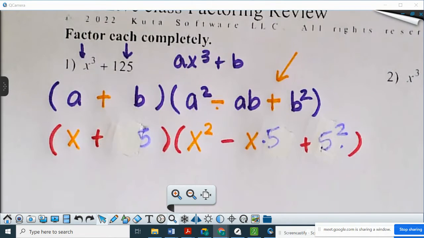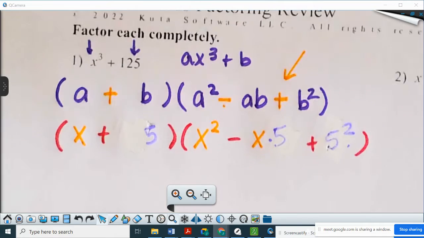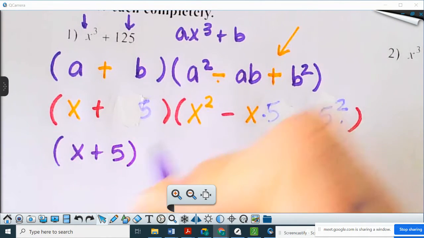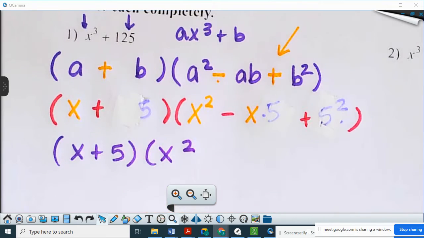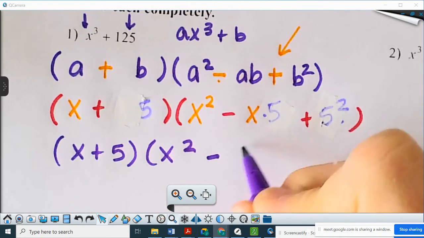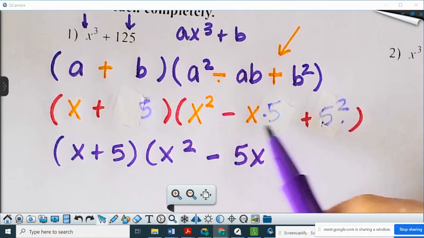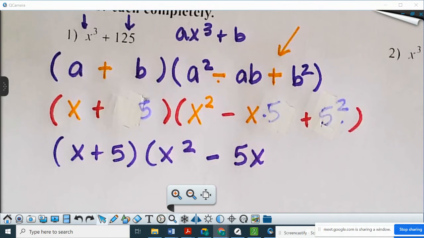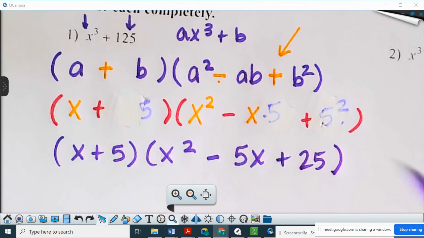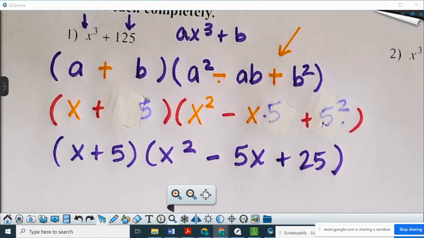And then you're going to simplify it to finish it. So x plus 5 is in its simplest form. x squared minus 5 times x is 5x. Sometimes these are two numbers, not necessarily an x, or a number with an x and then a number without, or a number with 2 different variables. And then plus 5 squared is 25. Ta-da, you're done.